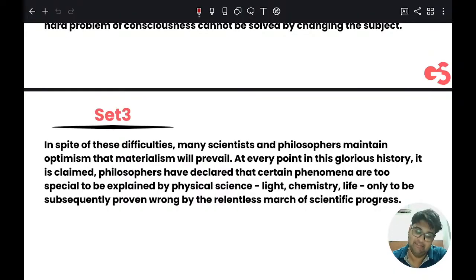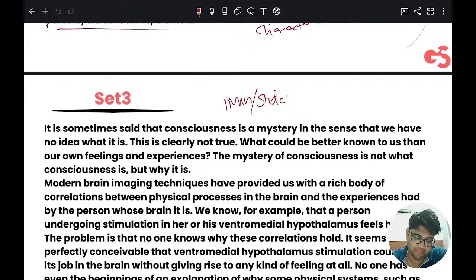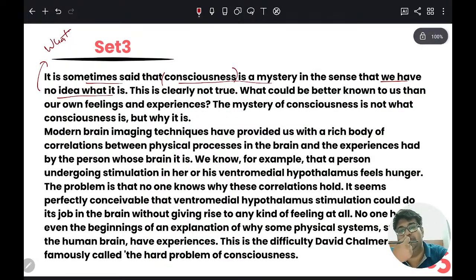Galileo, big man. It is sometimes said that consciousness is a mystery. People say that consciousness, being conscious, that I am conscious, I know what is happening around me, is a mystery, in the sense that we have no idea what it is. We don't know what consciousness is. There is consciousness and we are aware of that, but we don't have a particular idea.